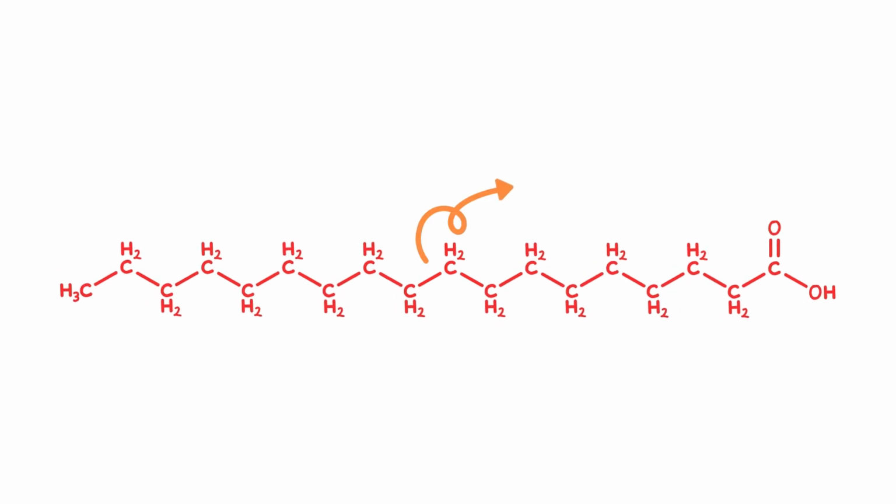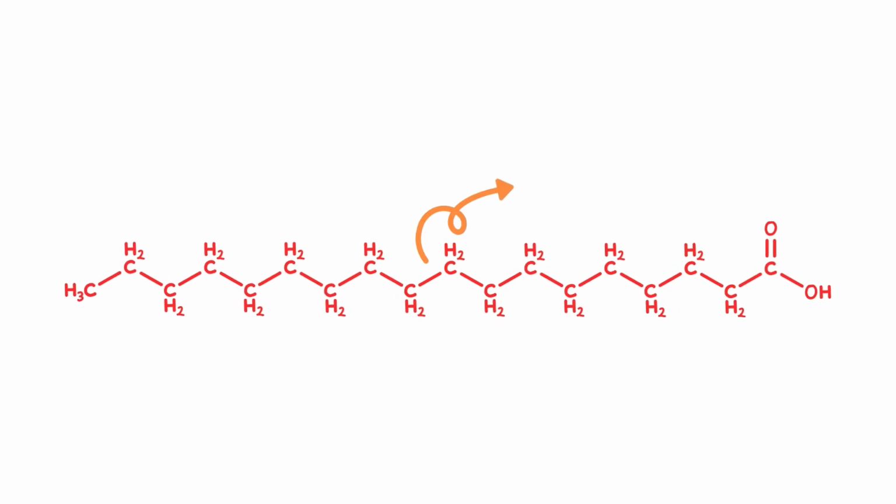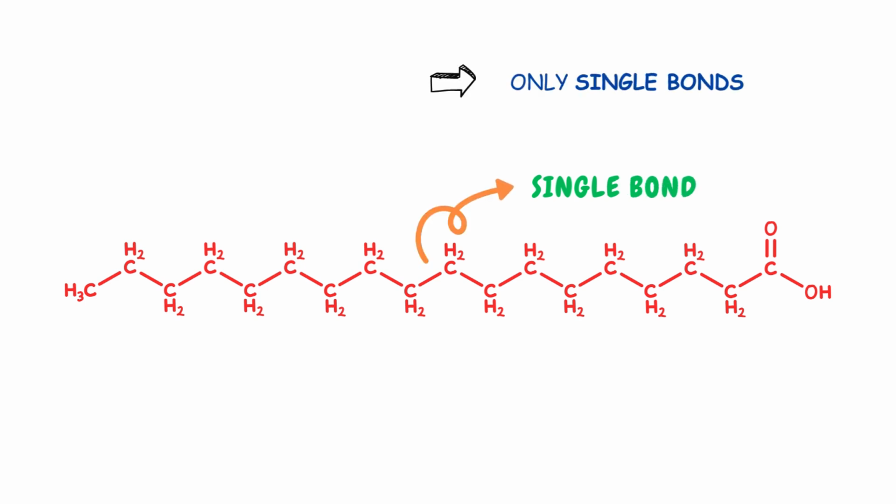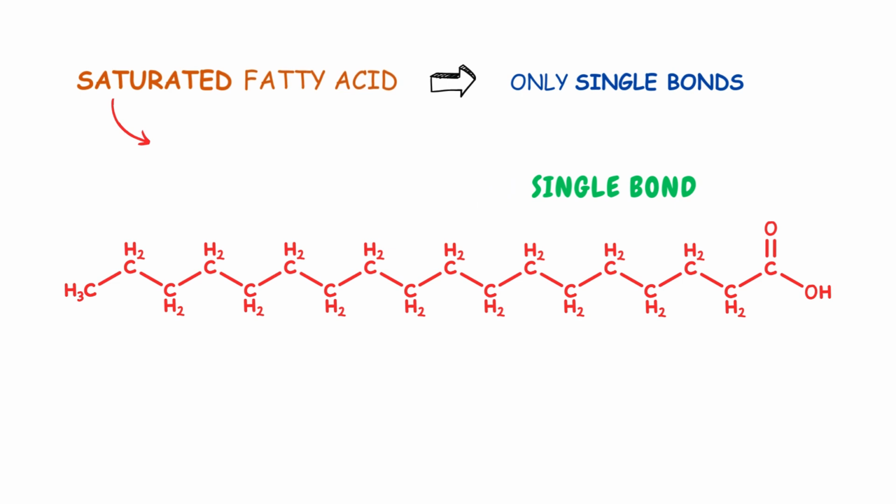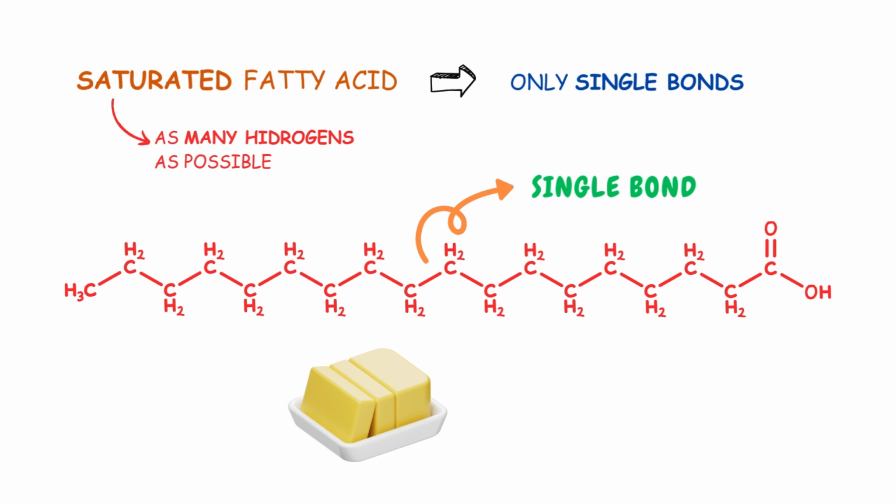Fatty acid chains are also categorized by the bonds connecting the carbons in the chain. A single bond is just one bond between the carbon atoms, and when a fatty acid chain has only single bonds, it's called a saturated fatty acid because it has as many hydrogen atoms as possible. Triglycerides with saturated fatty acids are nice and straight, so they pack together really well, and as a result they're usually solid at room temperature.